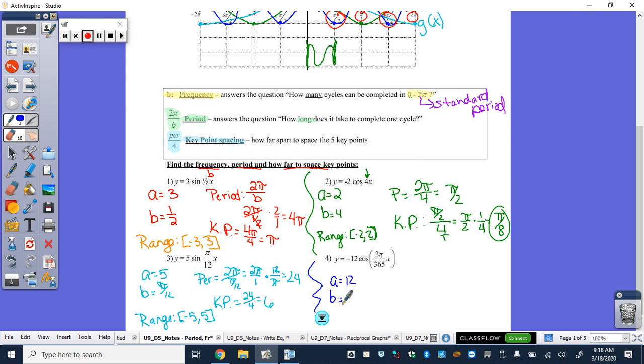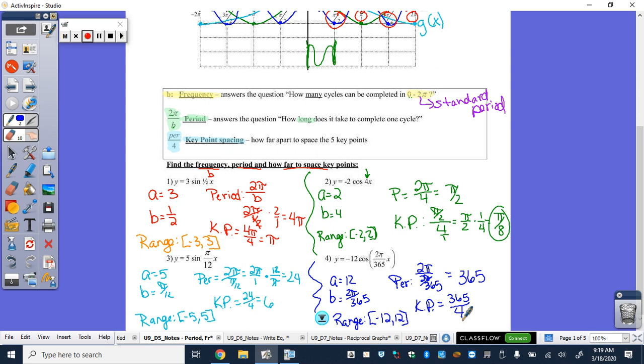All right, 4, amplitude 12. Frequency 2 pi over 365. Range, -12 to +12. Period, 2 pi over 2 pi over 365. Do your keep, change, flip. It'll be 365. Key points would be 365 over 4, which if you divided, you would get a decimal, but I'm going to leave it as the fraction because, as you remember, I personally love fractions.